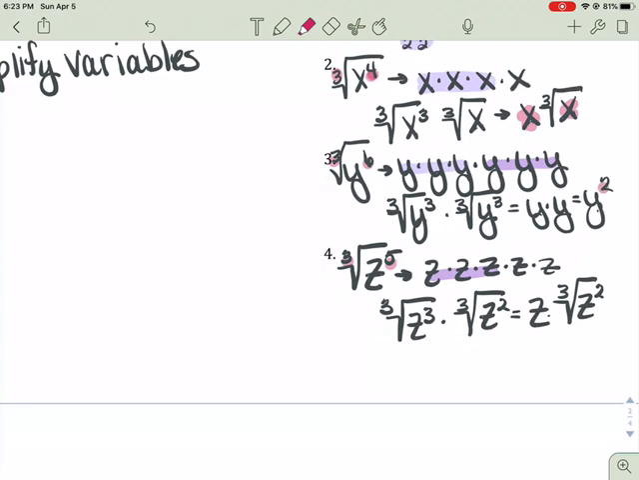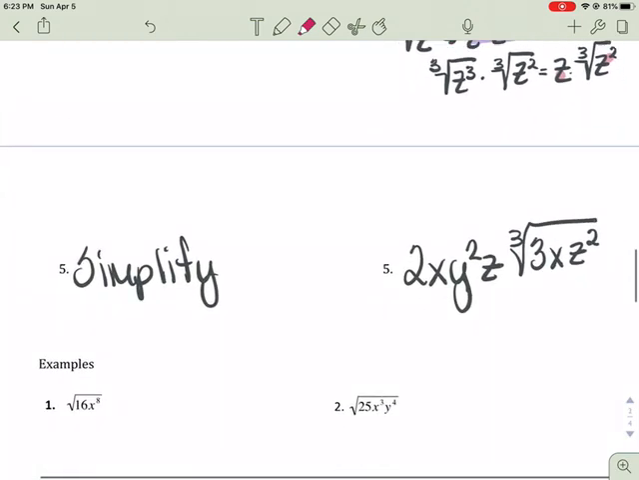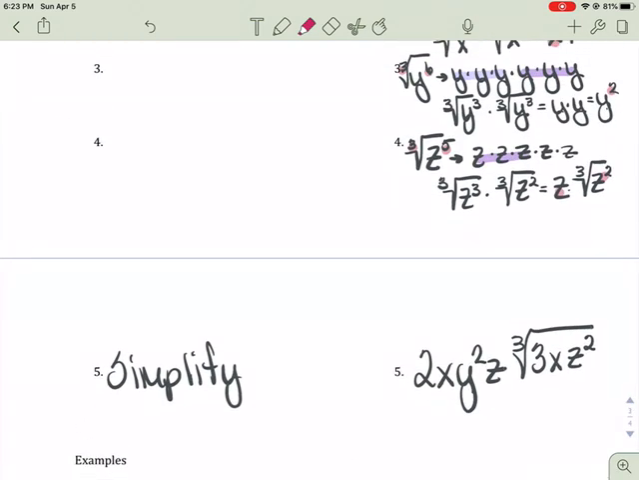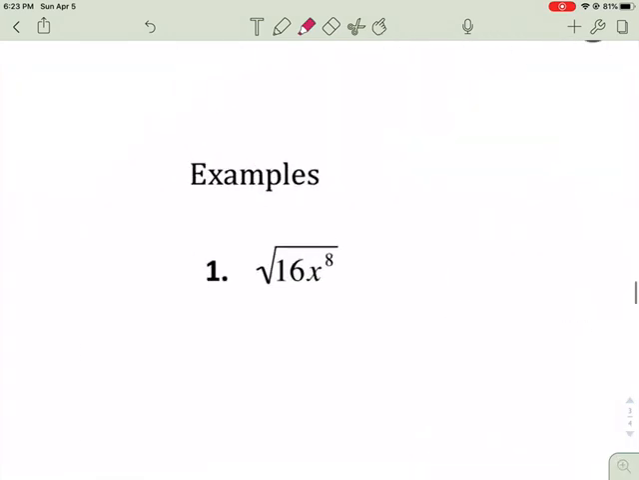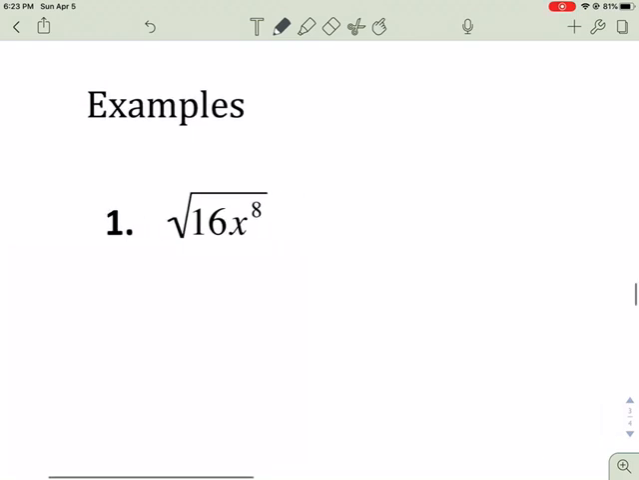3 goes into 6 twice. 3 goes into 5 once with 2 left over. I think we found a shortcut. All right, so for variables, what we're finding is that if you take the index and divide it into the exponent, it's going to give you your solution so that you don't have to do this whole writing out thing all the time. So let's work with that and see if that helps us.